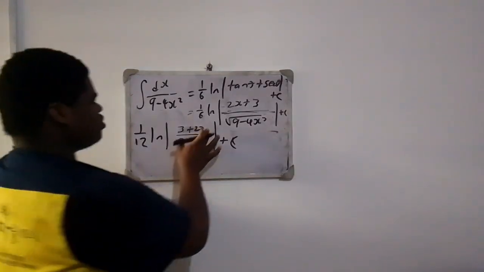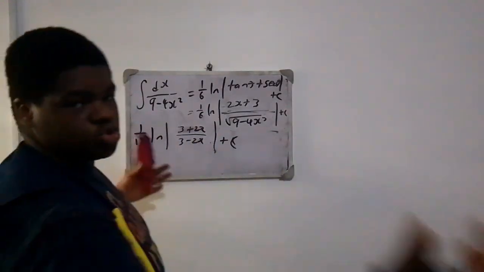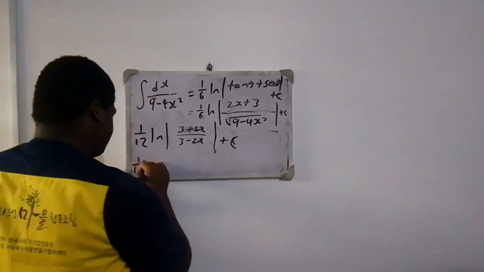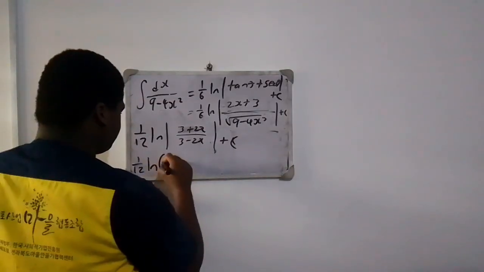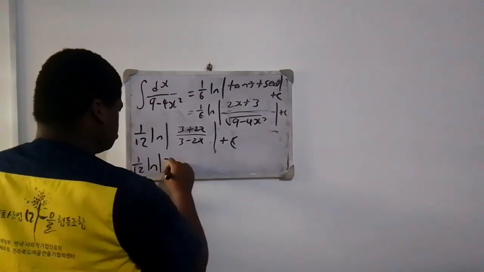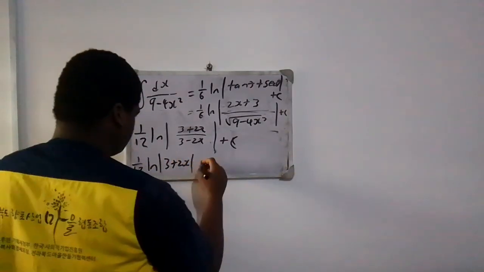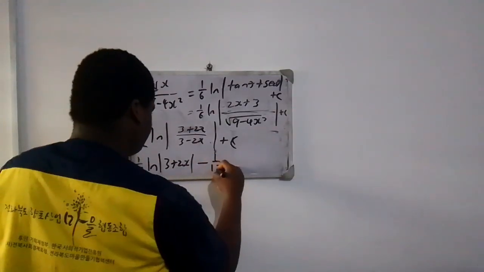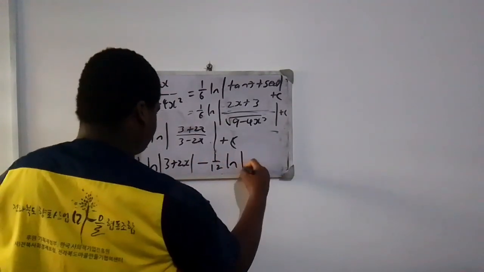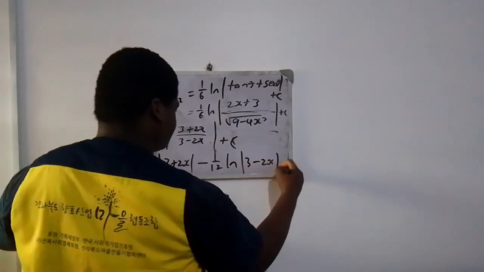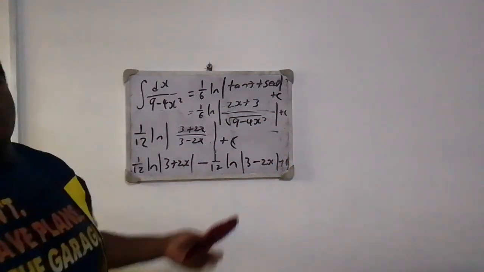You can decide that instead of division here, you are going to separate it into two logarithms. So you have 1 over 12 times natural log of 3 plus 2x, minus 1 over 12 times natural log of 3 minus 2x, plus c. All these are separate ways to write it.